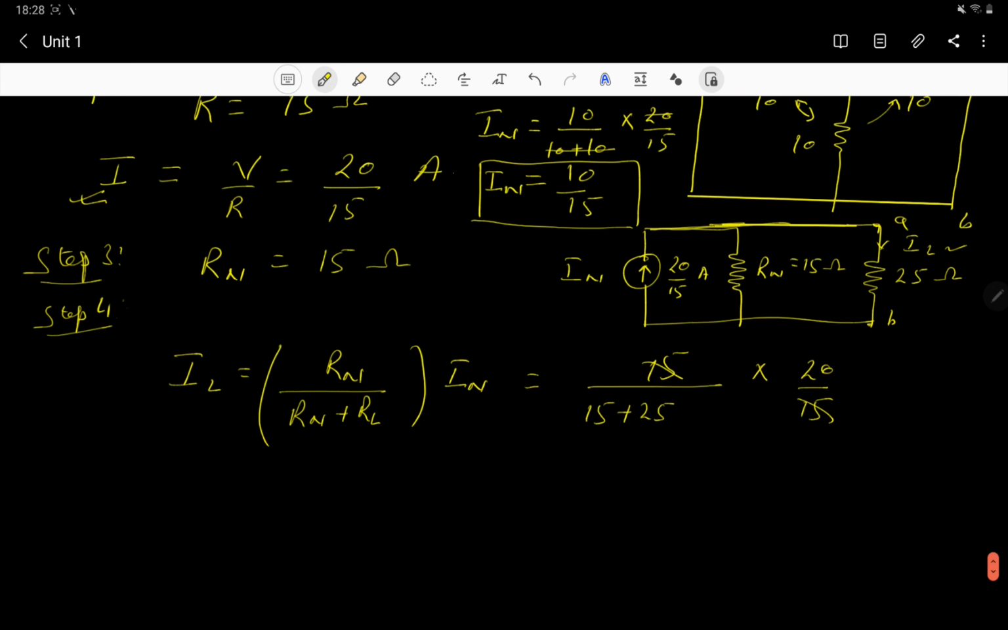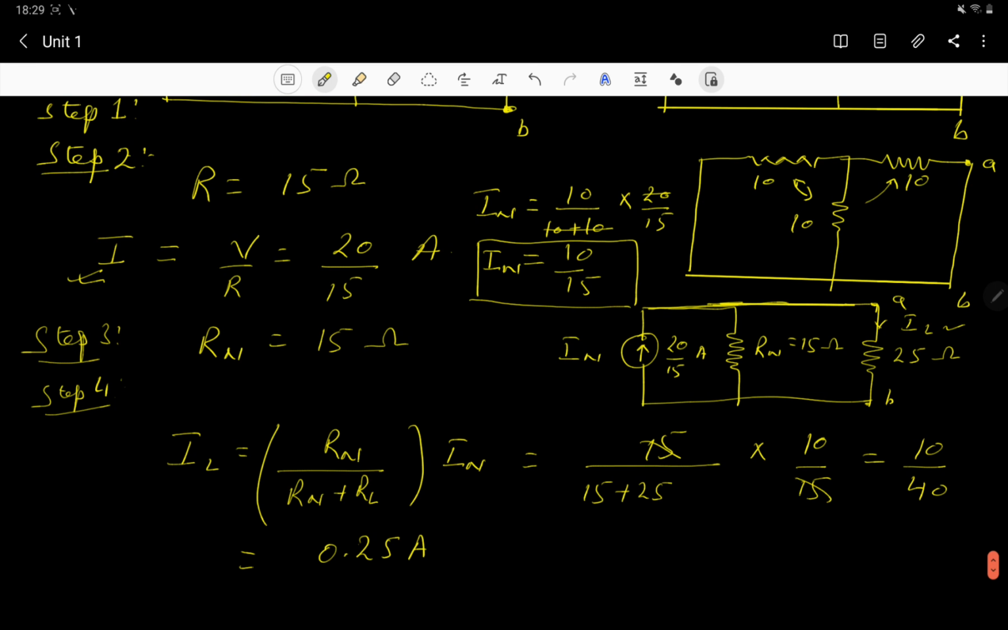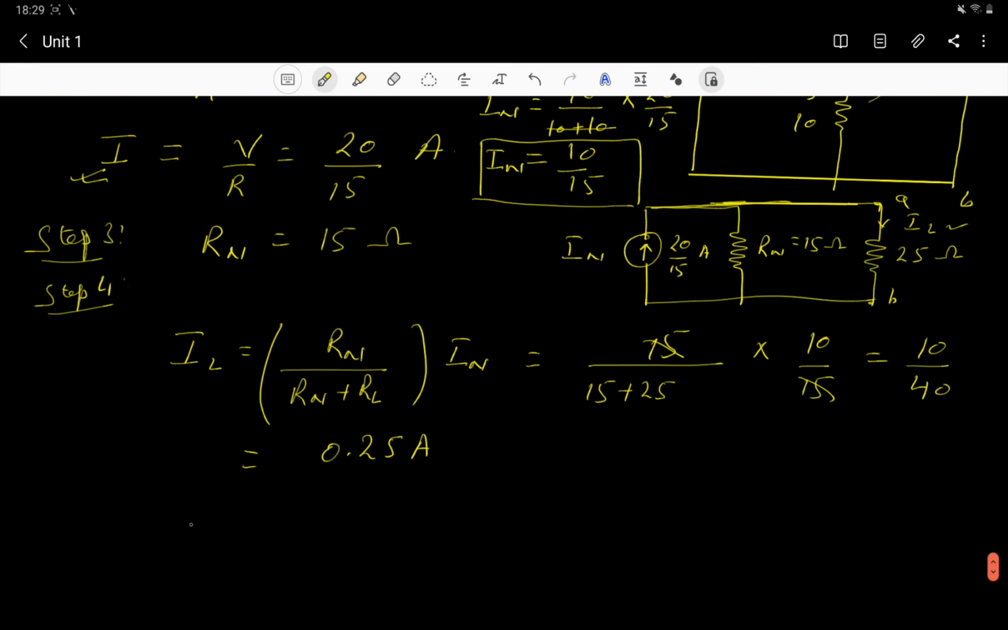Now just put this In over here, that is 10 by 15. This will give us 10 by 40 over here, and it comes out to be 0.25 amperes. This is the total current coming in that particular branch. If you want to find out the voltage across that branch, it will be 25, the resistance across that branch, into the current across that branch. It will give you 6.25 volts.